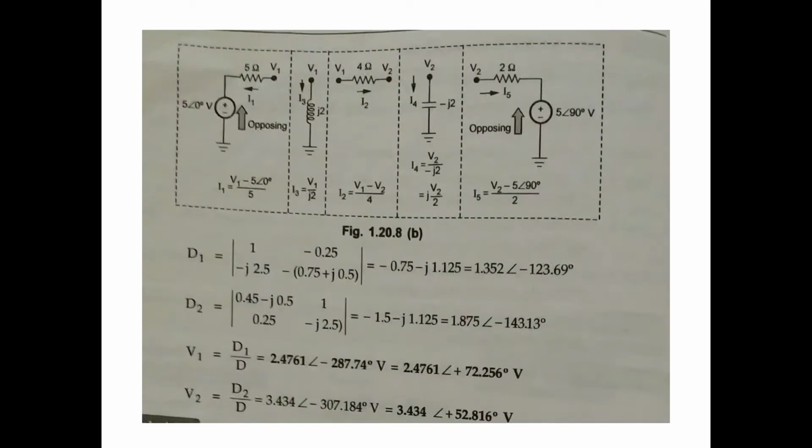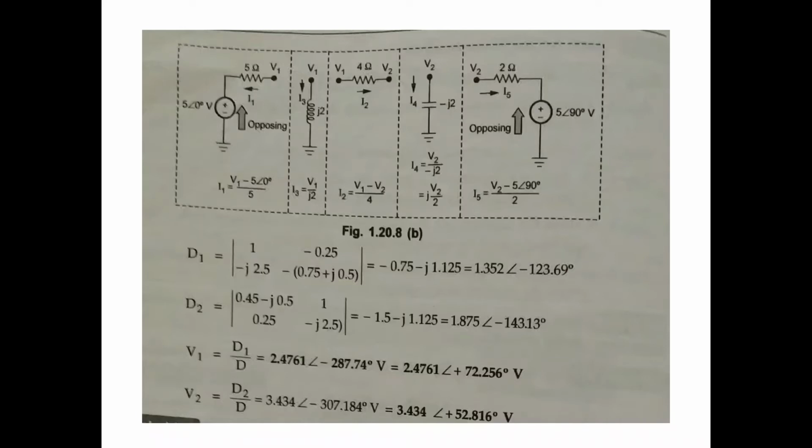I1 is V1 minus 5 at an angle of 0, divided by 5, because it is a 5 ohm resistor. I2 is V1 minus V2 divided by 4. I3 is V1 divided by j2. I4 is V2 divided by 2 minus j2. I5 is V2 minus 5 at angle 90 divided by 2.